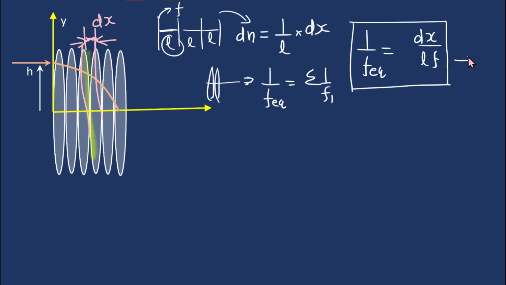But what now? We have derived the result of equivalent focal length within this distance dx, right? So now let's come to this part here, that let's say the equivalent focal length is 1 by f equivalent, and this small part is represented as dx here, right?